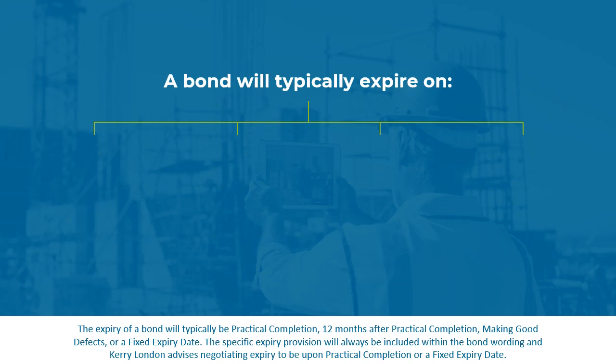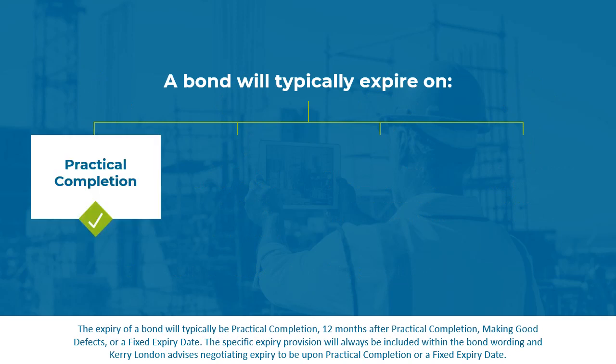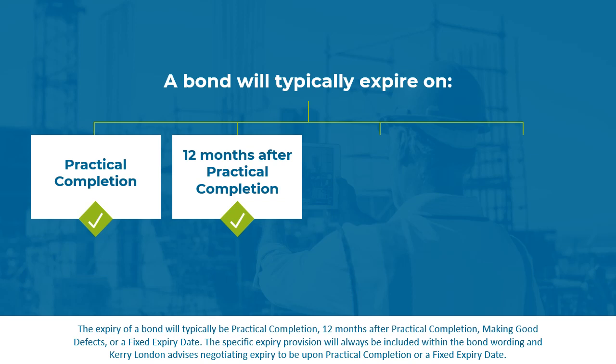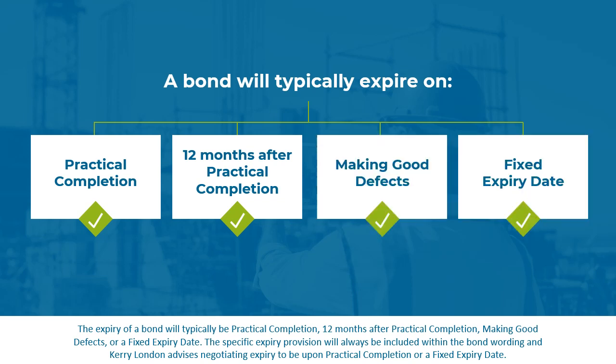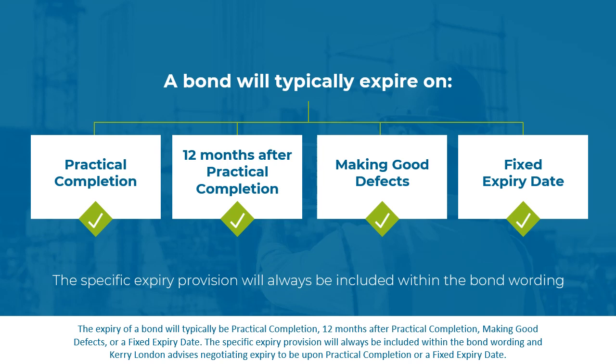The expiry of a bond will typically be upon practical completion, 12 months after practical completion, making good defects, or a fixed expiry date. The specific expiry provision will always be included within the bond wording, and Kerry London advises negotiating expiry to be on practical completion or a fixed expiry date.